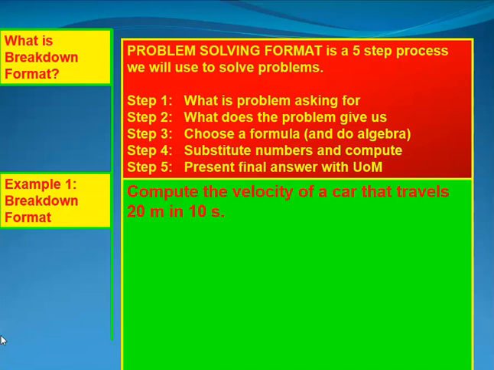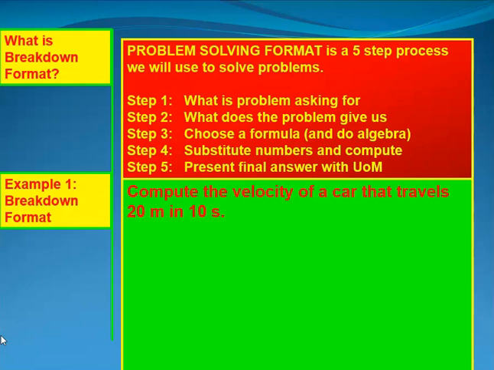Then step 2 is, what does the problem give you? Generally that means numbers. What numbers are you given? But it doesn't always have to be numbers. Step 3 is, using steps 1 and 2, you choose the formula, and if necessary you do any algebra to rearrange the formula to solve for the variable you're trying to find. Step 4 then is simple. You just substitute in the numbers from step 2 and you compute, and step 5 is to present the final answer. That would include what variable is being solved for, what the number value is, and the units of measure.